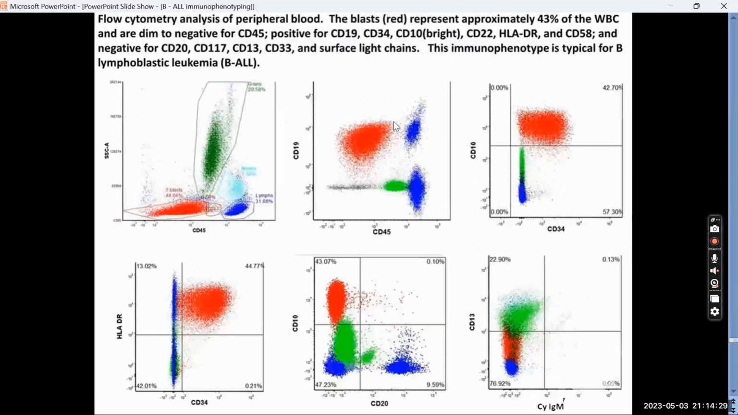Now let's go for the second case. We have seen this already in the last class, but still I want to reinforce. Here you find the lymphocytes, monocytes, a small population of basophils, and neutrophils and granulocytes. You find the blast here, which is dim, extending up to the negative area.